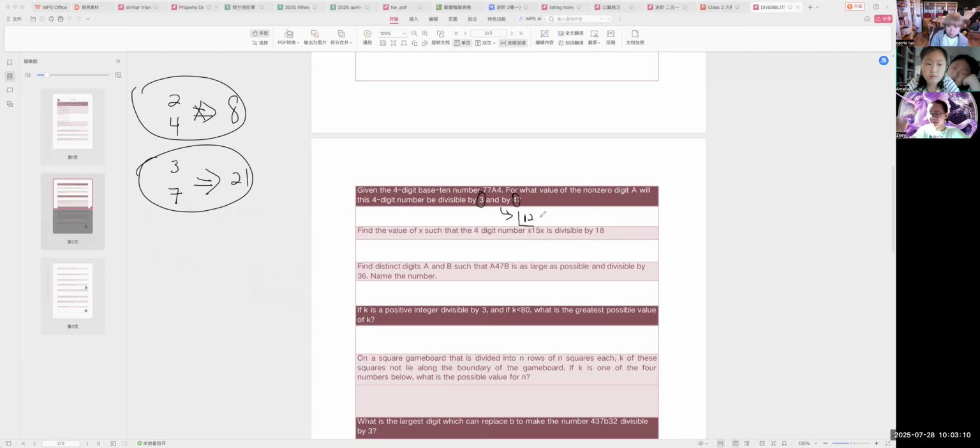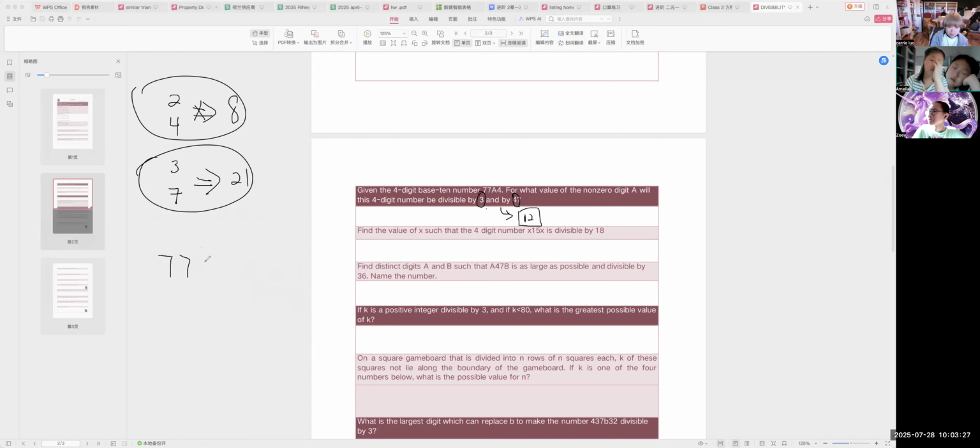Amelia, if we find that a number is divisible by 3 and divisible by 4, can I just directly check if this number is divisible by 12 or not? Yeah. Yes, because 3 and 4 don't share a common factor, correct?